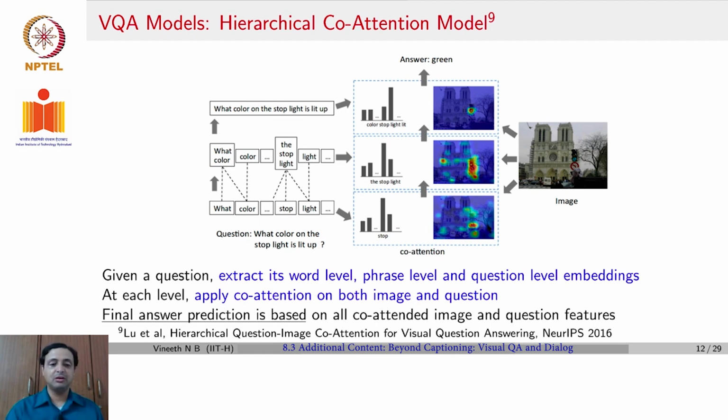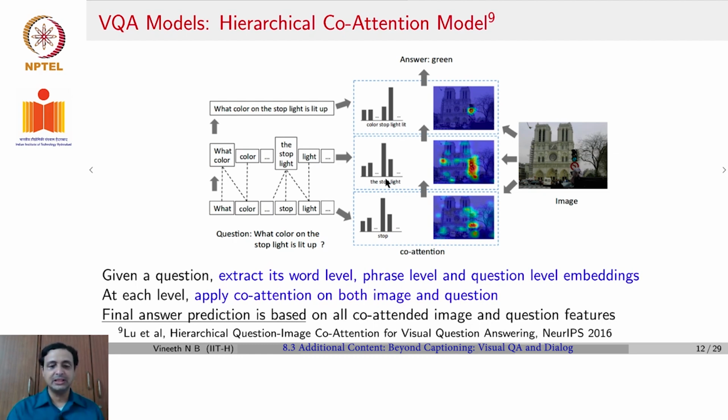So if you see carefully here, when we say what color on the stoplight is lit up. So you can see here, this is the question, and the ideal answer you would expect is green. So you first take word level embeddings and you attend to one part of it. In this case, you can see that the attention is focused on stop. Similarly, at the same time, the attention on the image also seems to be focused on somewhere around the traffic light.